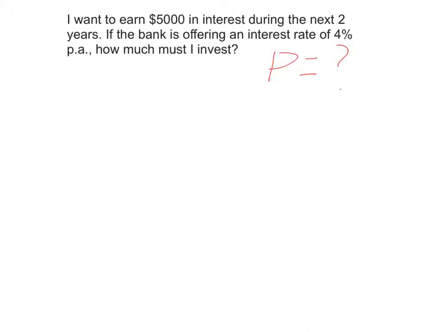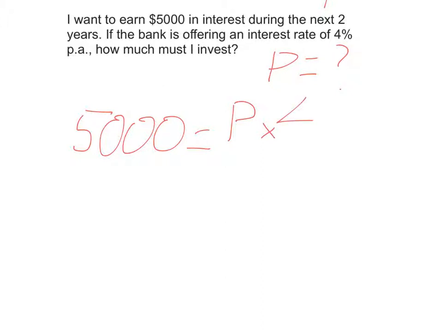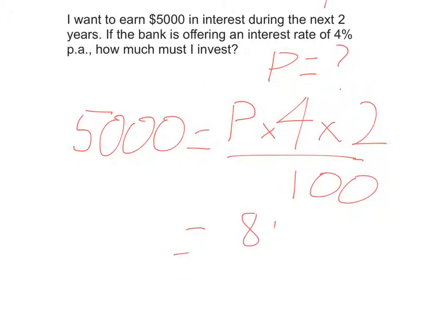So to find what that is, I really only know this formula. I haven't given you any others. All we do is put in what we do know into this formula. Okay, so we know that the interest we want is 5,000, and that equals P, whatever that is, times R, which is 4%, and time is 2 years, divided by 100. Okay, so 5,000 equals 8P over 100.